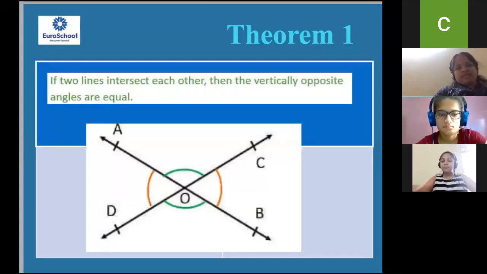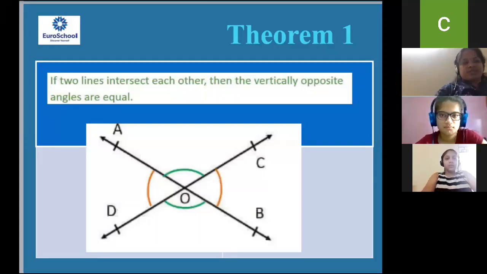Yes, ma'am. So the intersection point is O. So when two lines are intersecting each other, we can consider an alphabet X, yes or no? Yes, ma'am. So four angles are formed. So the angles which are opposite are called vertically opposite angles.